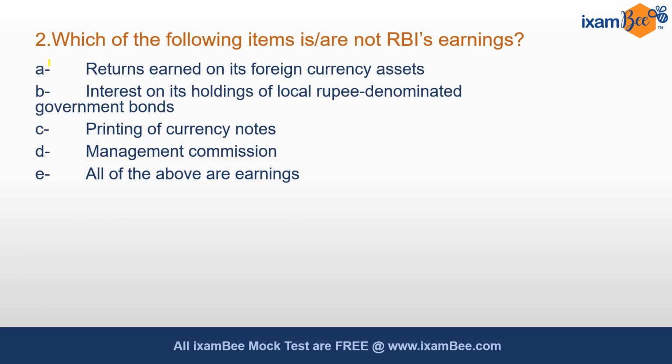So here is the second question: which of the following items is or are not RBI's earnings? We saw RBI's dividend policy, and RBI provides the money to the central government from its earnings only. So which of the following items is or are not RBI's earnings?